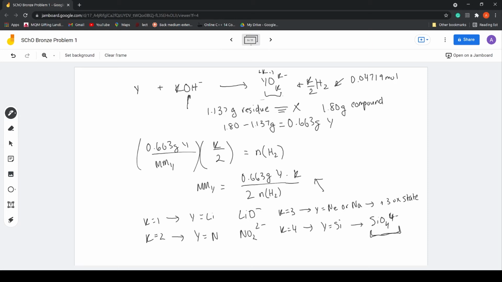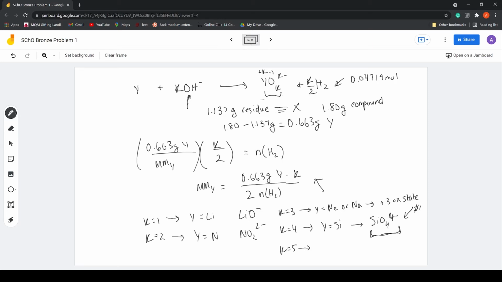And in our first question, if you remember, we said that when the compound reacts with acid, only the X is reacting and the Y doesn't react. Remember, if silicon is Y, that means the silicon wouldn't react with acid, which makes sense. So let's keep this as our number one option so far, and let's just test one or two more.